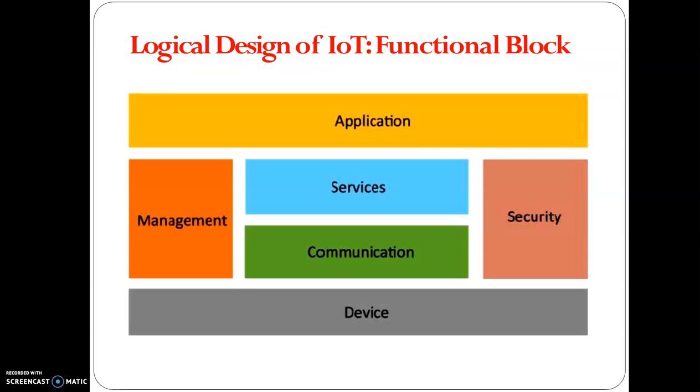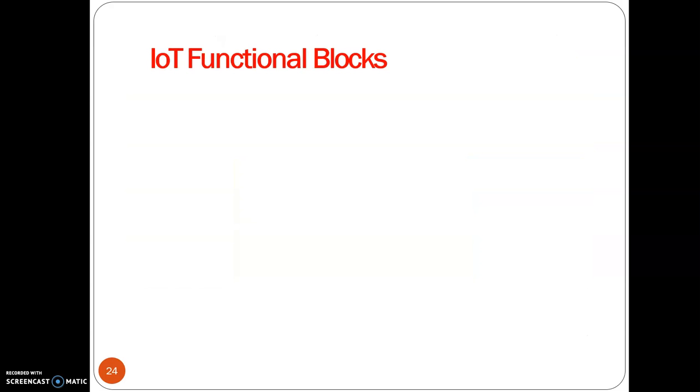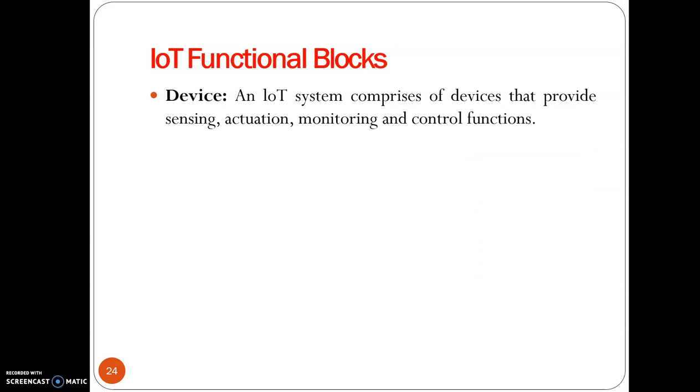The diagram shows the same. Now let's see these functional blocks one by one. The first one is the device. An IoT system comprises devices that provide sensing, actuation, monitoring and control functions.